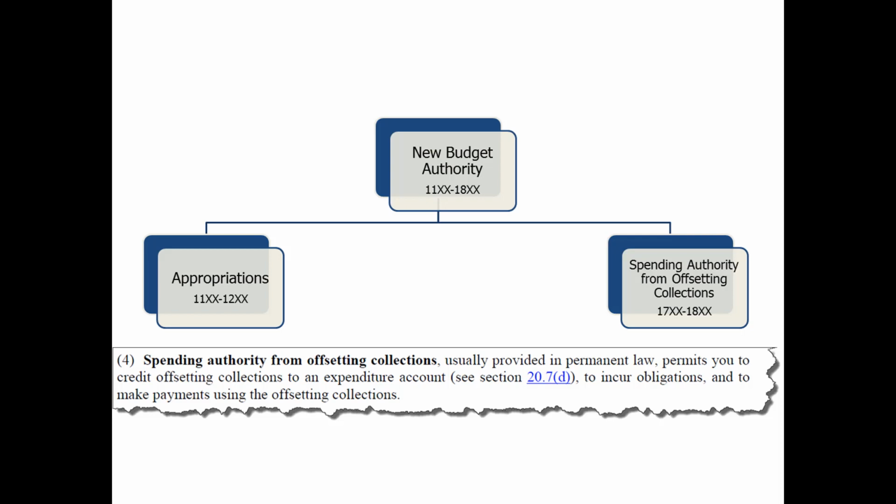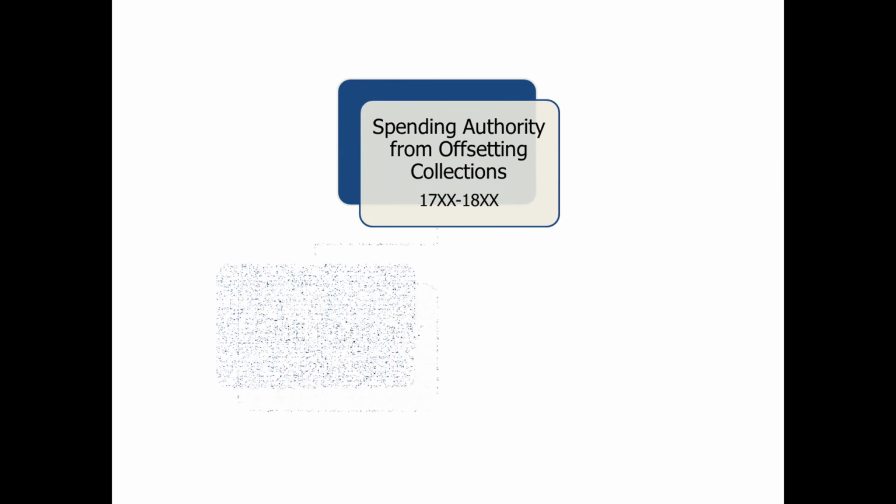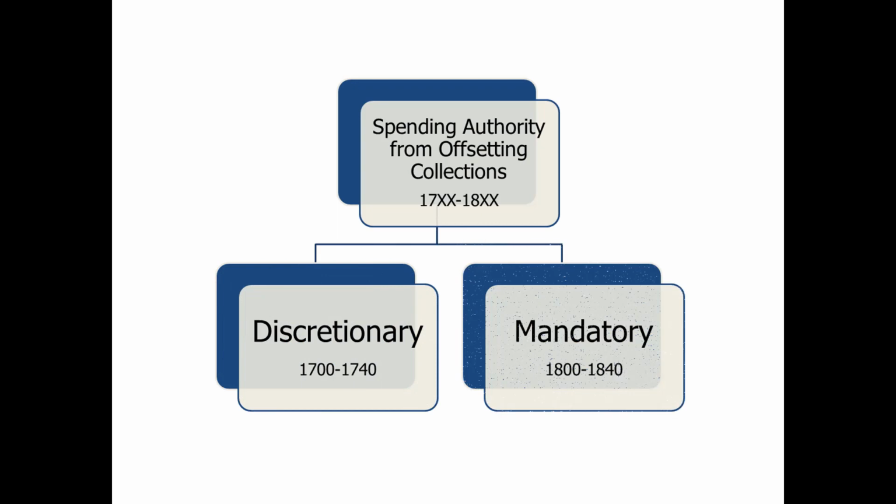Spending authority from offsetting collections from other federal agencies becomes budget authority once an agreement is signed and the ordering agency obligates the funds. Spending authority from offsetting collections from non-federal sources, like the public, does not become budget authority until collected. Just like the appropriation, spending authority from offsetting collections is also divided into discretionary lines and mandatory lines. We'll cover discretionary first.